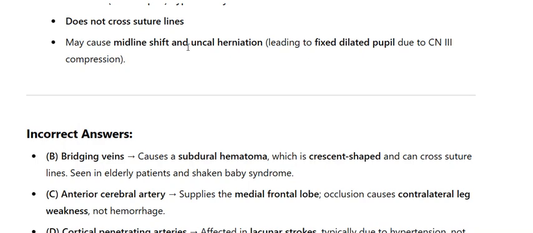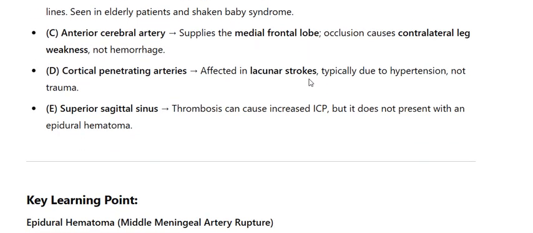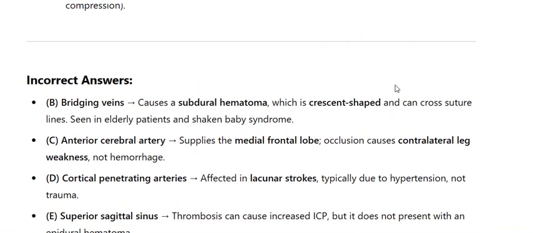D. Cortical penetrating arteries are affected in lacunar strokes, typically due to hypertension, not trauma. E. Superior sagittal sinus. Thrombosis can cause increased ICP, but it does not present with an epidural hematoma.